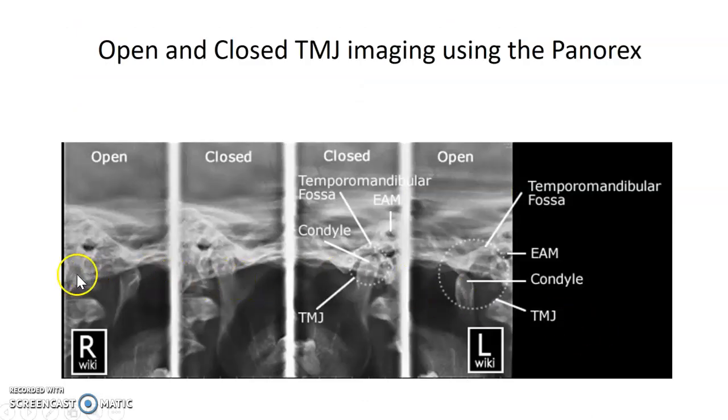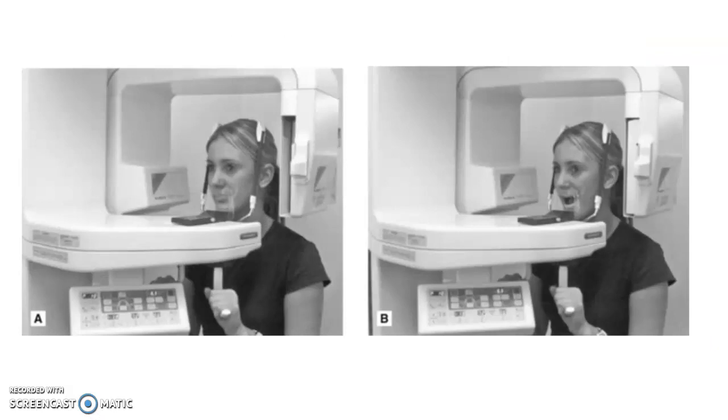This is what a TMJ series looks like on the Panorex machine. We also used to do these on the Panorex machine. So you would do one swoop around with their mouth closed, and the second would be with the mouth open. It shows you rights and lefts, okay? This is kind of what the Panorex machine would look like. Going around their head, you tuck them way in close, and it wraps around their head.